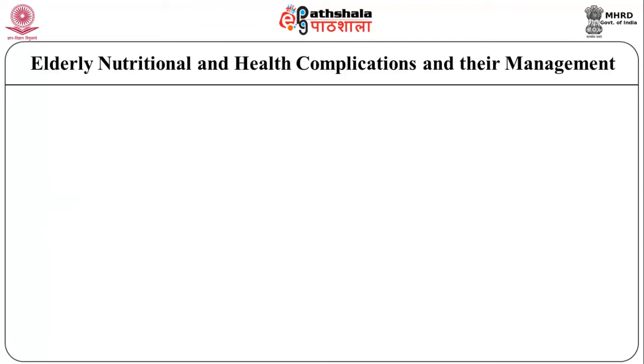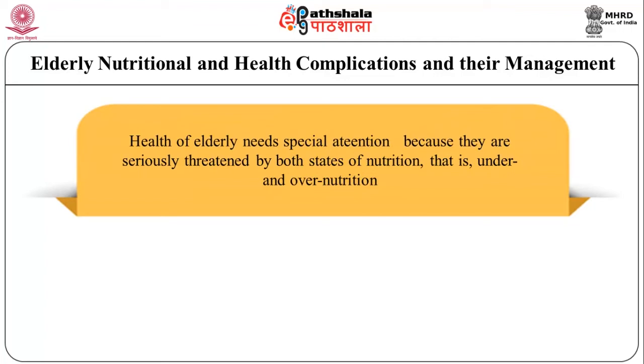The elderly's nutritional health complications and their management need to be understood in more detail. The health of the elderly needs special attention because they are seriously threatened by both states of nutrition, that is undernutrition and overnutrition. Those who are undernourished may manifest chronic energy deficiency, anemia and other micronutrient deficiencies like that of vitamin A, C and zinc.